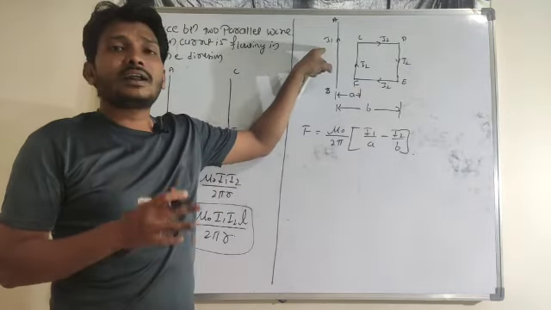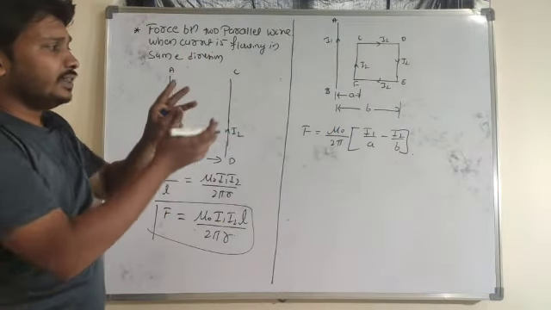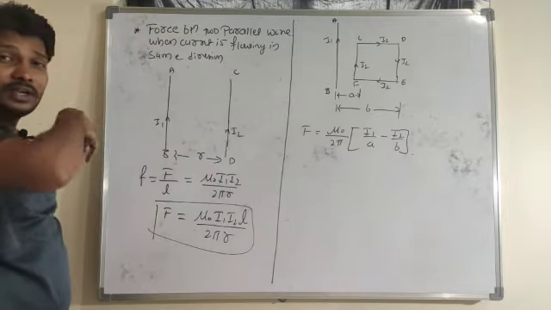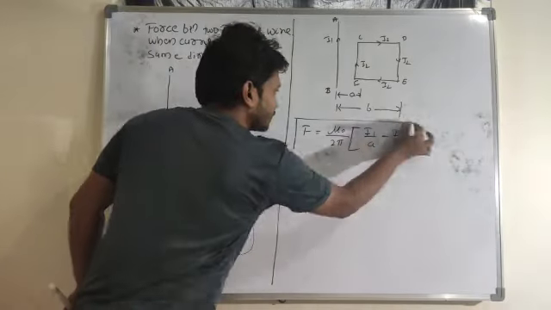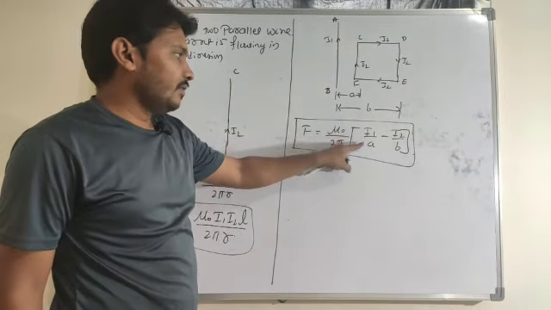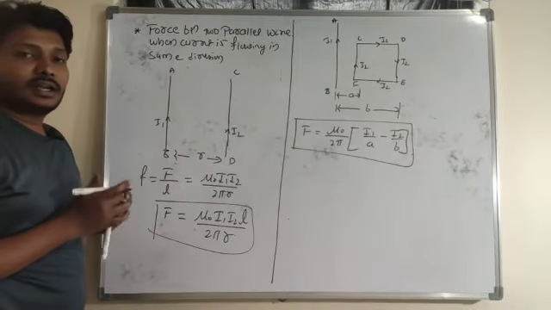So in that straight wire, current I1 is flowing, and in that rectangular loop, current I2 is flowing. In that situation, I need to find the force on that rectangular loop. So the force on the rectangular loop is F = mu naught by 2 pi, I1 by A minus I2 by B. So this is the connecting formula.